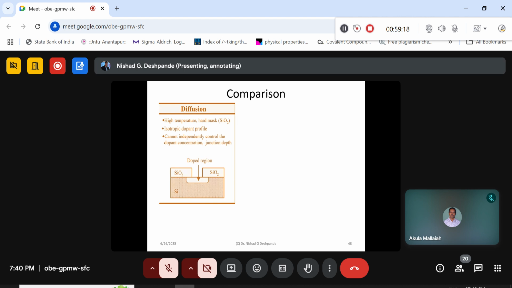Okay, so that is what makes it a unidirectional dopant profile that can possibly be done through the diffusion processes. It cannot be independently controlled, I mean the dopant concentration or the junction depth. The uniform profile cannot be possible because you are using a high temperature and diffusion processes that are taking place. It will certainly have a temperature gradient throughout.